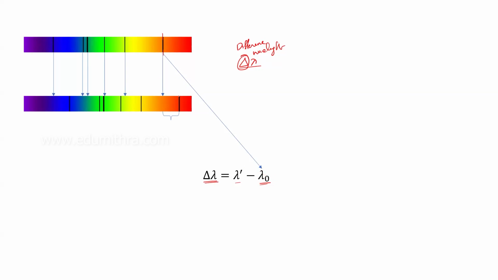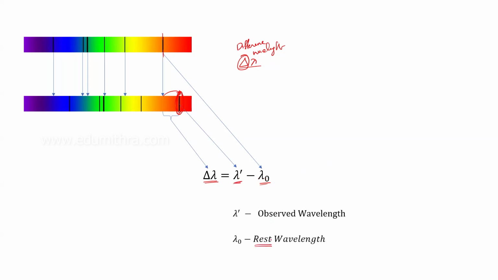We are measuring that same line at another wavelength. Now it is shifted from here to here. What is the wavelength corresponding to this? That is the observed wavelength, and that is called lambda dash. The difference is called delta lambda. So this is the observed wavelength, and this is the rest wavelength.